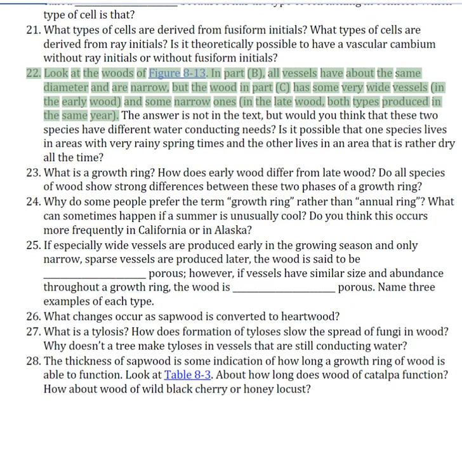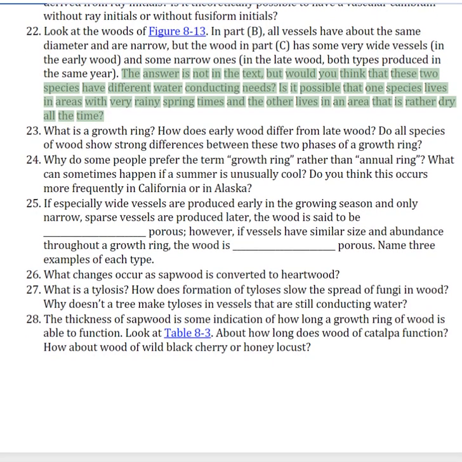22. Look at the woods of figure 8.13 in part. All vessels have about the same diameter and are narrow, but the wood in part has some very wide vessels and some narrow ones. The answer is not in the text, but would you think that these two species have different water conducting needs? Is it possible that one species lives in areas with very rainy spring times and the other lives in an area that is rather dry all the time?